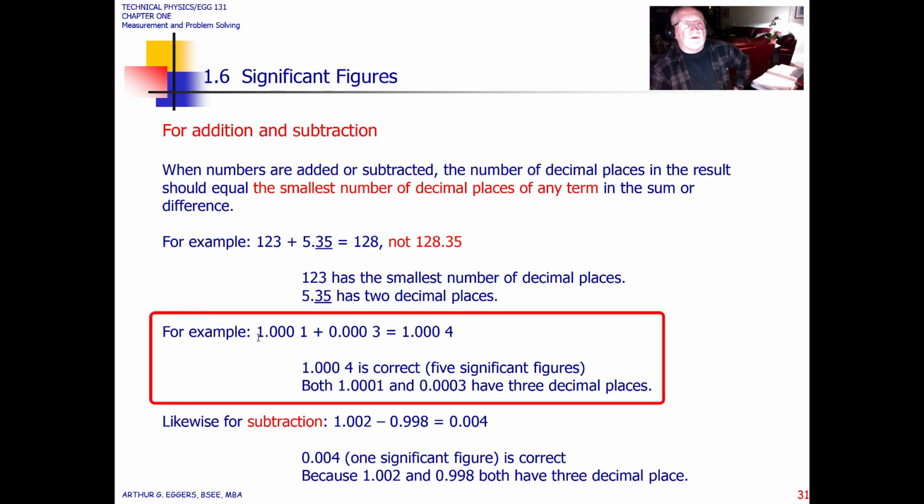In another example, 1.0001 plus 0.0003 gives us 1.0004. 1.0004 is correct to 5 significant figures because both of the terms, 1.0001 and 0.0003, both have 3 decimal places. Okay? So that value then stands as a good number.